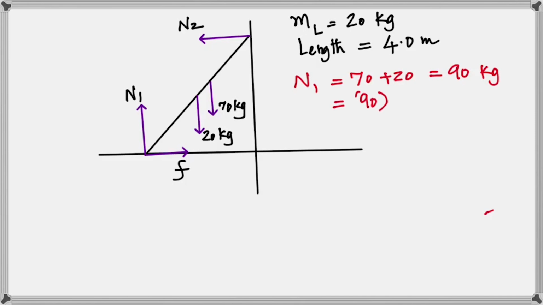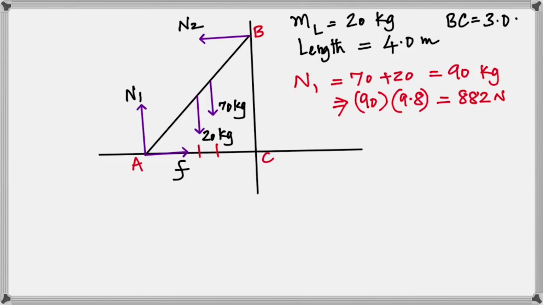So 90 times 9.8. I just wanted N1 in newtons, so that's what I did right now. Okay, N1, 90 kilograms, 882 newtons. So now I'm trying to give you the distances. BC is taken as 3 meters. And that's when I thought, okay, let me change the length of the ladder to 5, so it makes it easier.